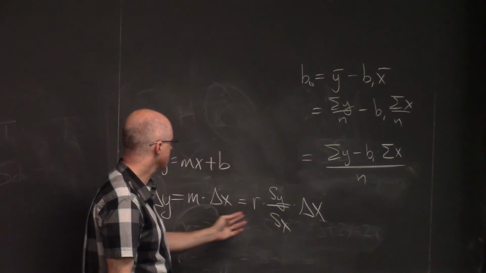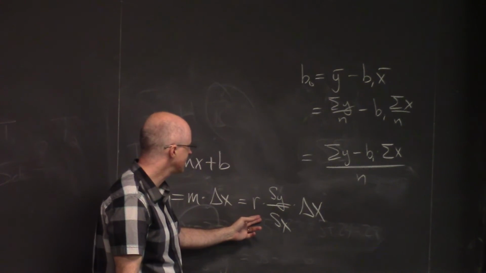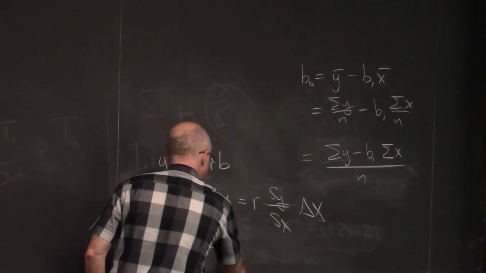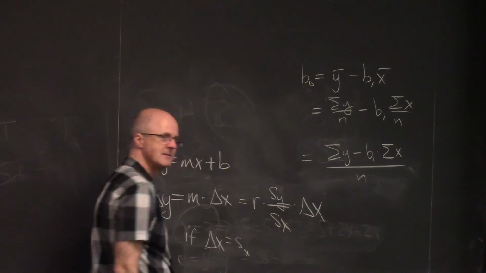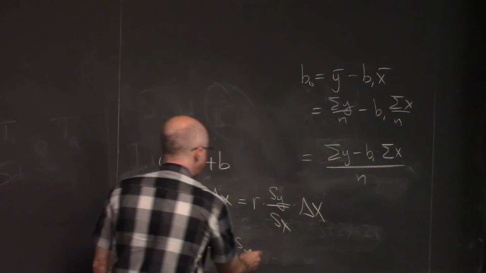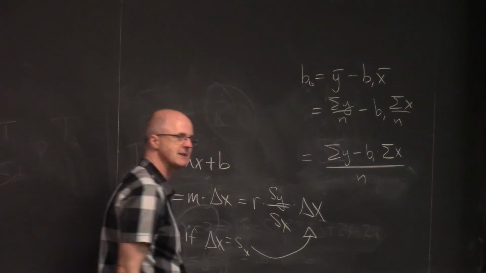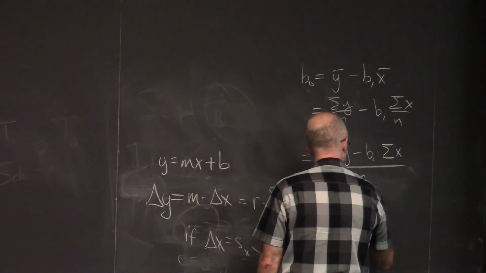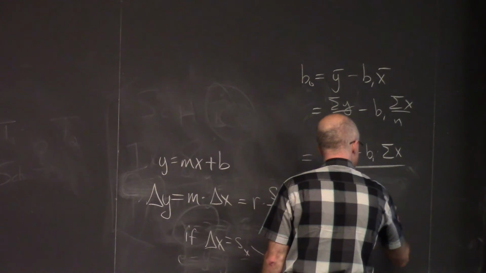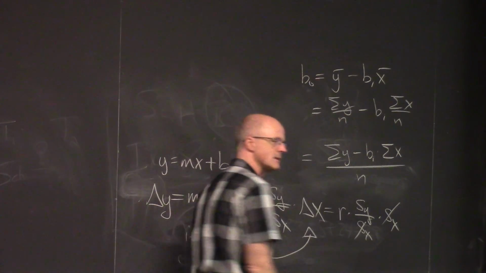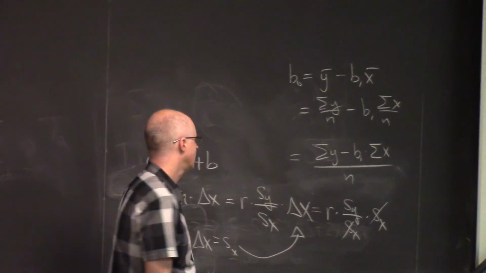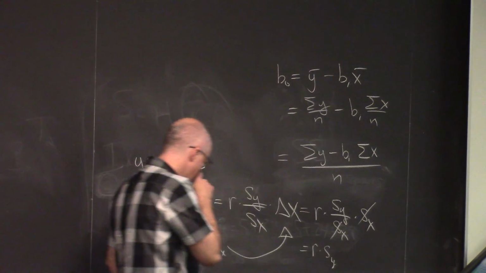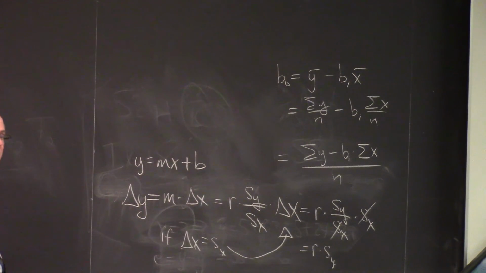I can replace that slope with what it equals for regression lines. And if x changes by one of its standard deviations, if the change in x is s sub x, I can replace delta x with s sub x. And it simplifies because the s sub x's divide out. They cancel, so to speak, to become a 1. And what you're left with is r times sy. And that's telling you the change in y is r of its standard deviations.